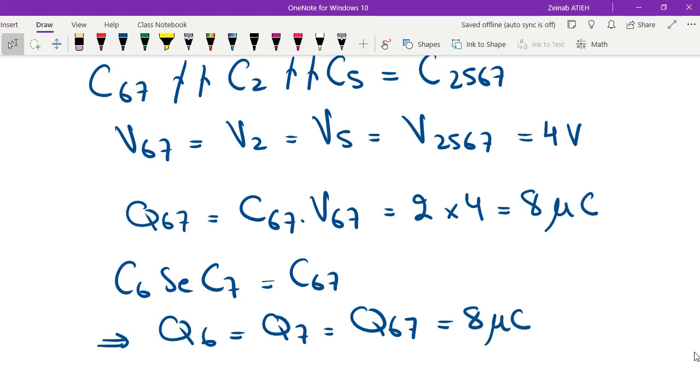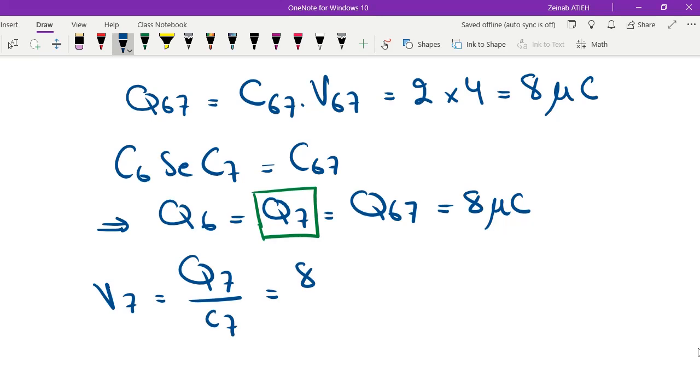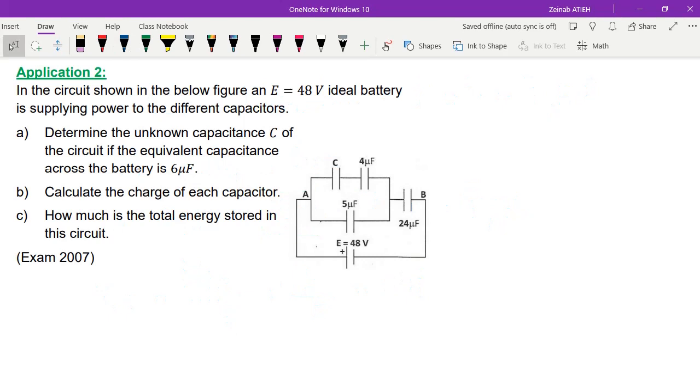So I calculated Q67 and got 8 microcoulomb. Now I have calculated the Q7 which is required. What remains is V7. Once I have Q, I find V. V equals Q over C. So V7 is equal to Q7 over C7, which is 8 over 4, which is 2 volt. So we are done. Now I will do application 2.